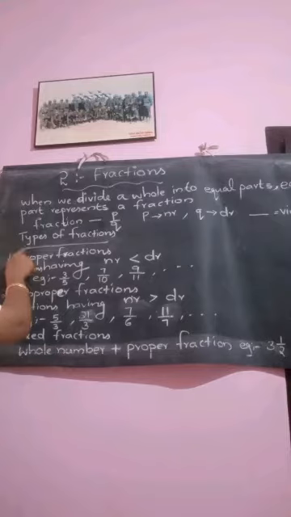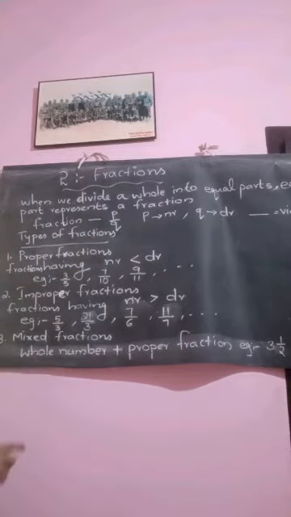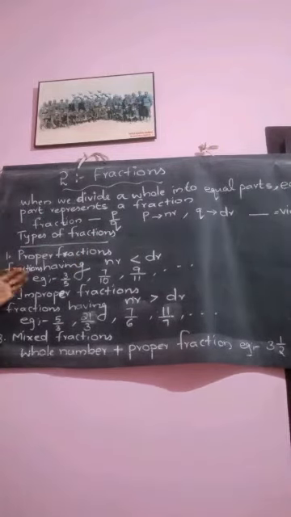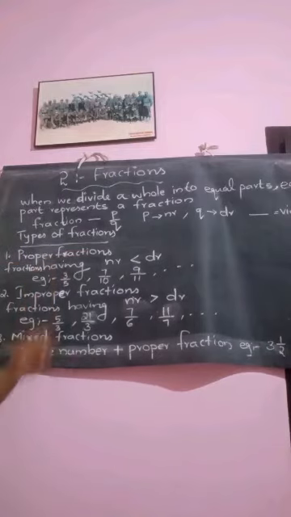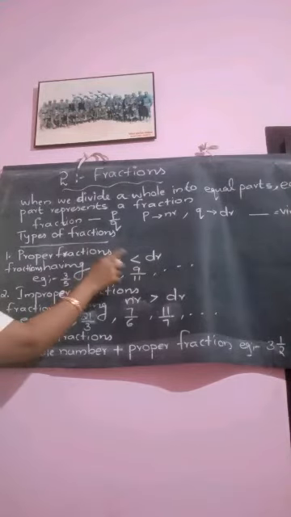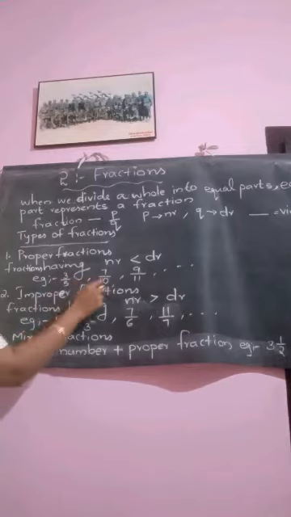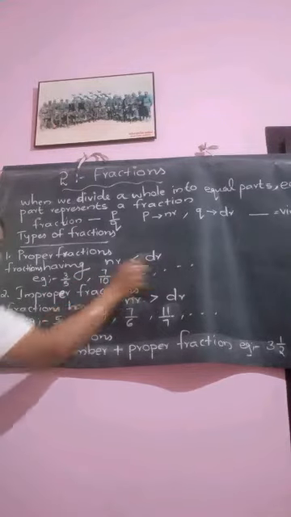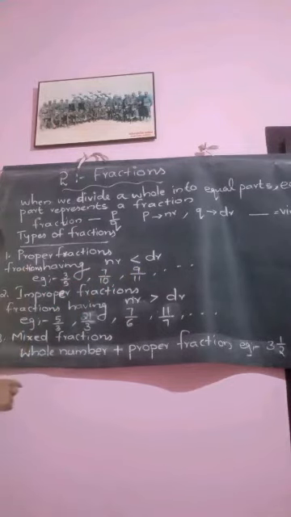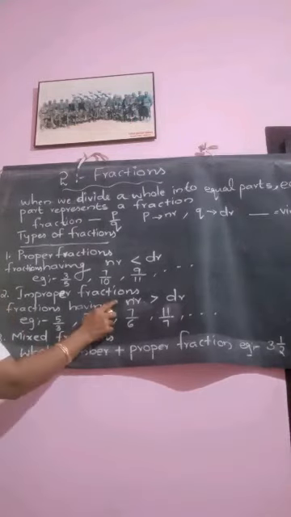Now let us move to types of fractions. There are so many fractions. First one is proper fractions. Proper fractions means fractions having numerator less than denominator. For example, 3 by 5, 7 by 10, 9 by 11, etc. are called proper fractions.